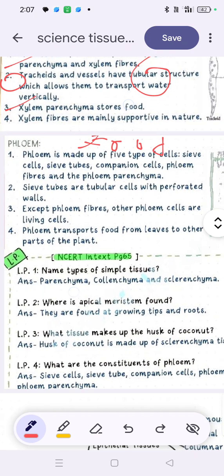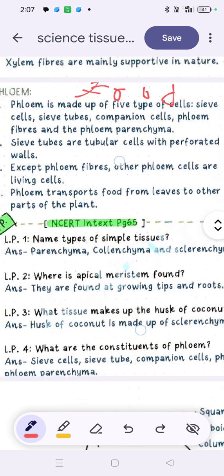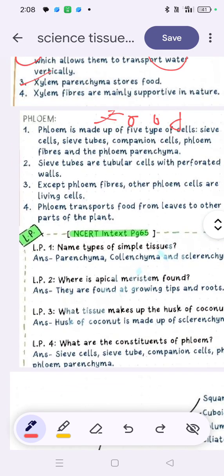Phloem is made of five types of cells: sieve cells, sieve tubes, companion cells, phloem fibers and phloem parenchyma. Sieve tubes are tubular cells with perforated walls. Except for phloem fibers, the other phloem cells are living cells. Phloem transports food from leaves to other parts of the plant. This is the work of the phloem.